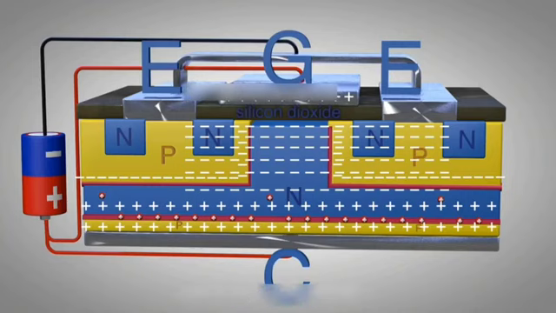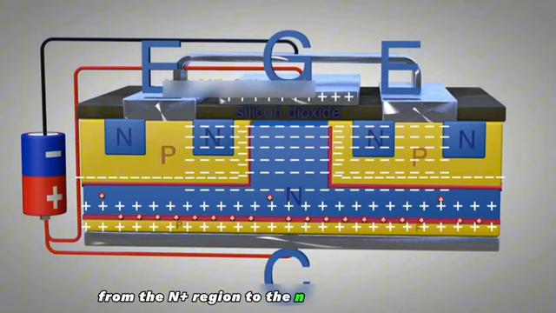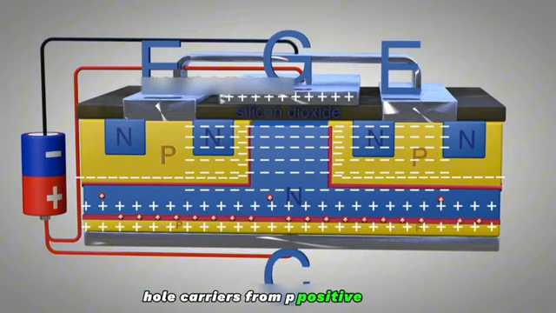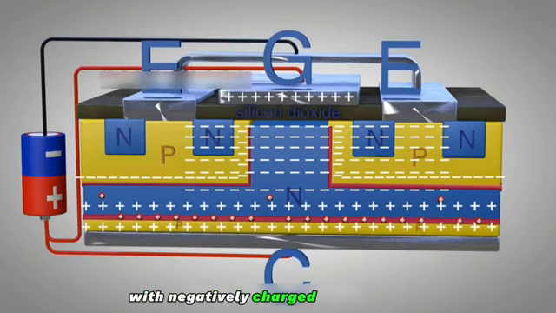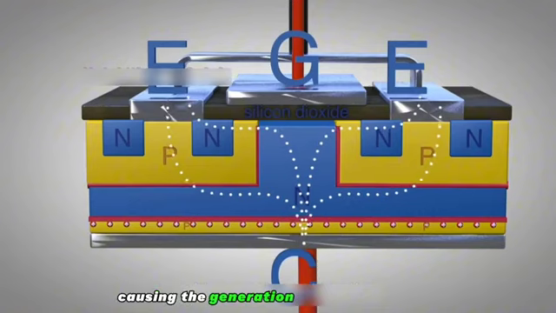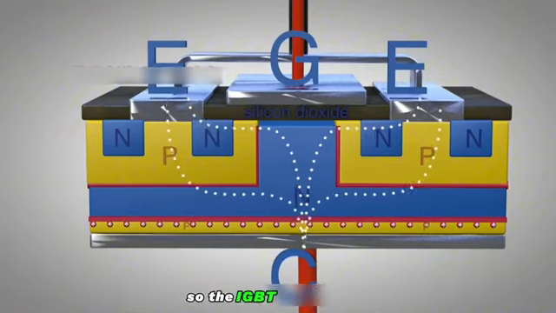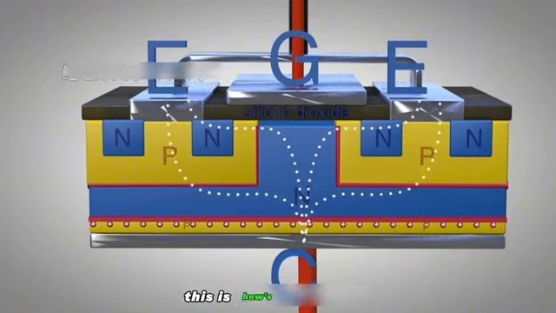In this way, electrons from the emitter flow from the N+ region to the N- drift layer. At the same time, hole carriers from the P+ region are injected into the N-type drift layer. Due to the existence of excess hole carriers in the N-type drift layer, they combine with negatively charged free electrons. Because its conductivity has increased, electric current is generated, so the IGBT is turned on. This is how an IGBT works.